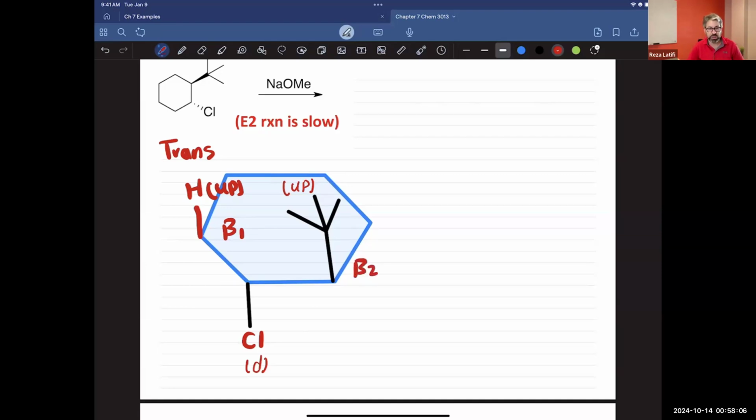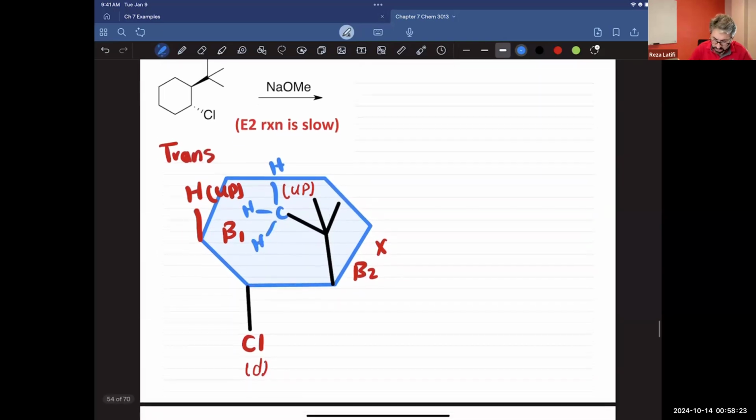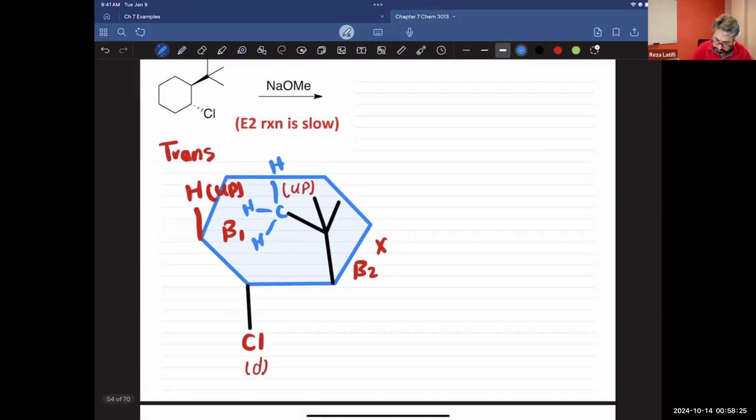If you call this one beta 2, this one is not going to be helpful, because the tertiary butyl is pointing up. But we have an issue. And what's the issue? Each of these carbons has three hydrogens, and those three hydrogens are going to create steric effect. So when the base tries to reach this hydrogen from the top, it's going to sense the tertiary butyl, and that's going to have a huge steric effect.